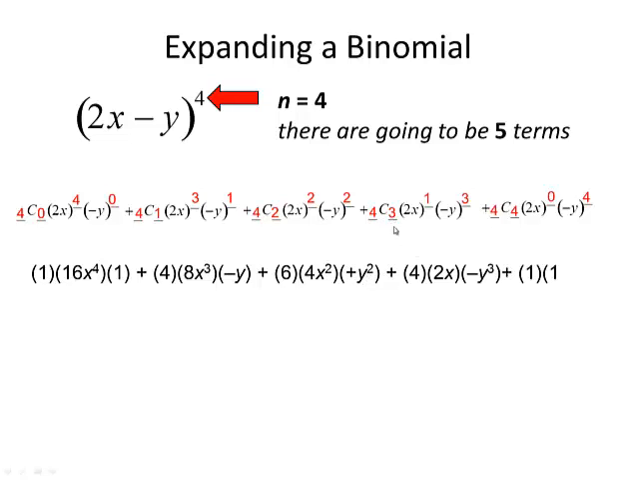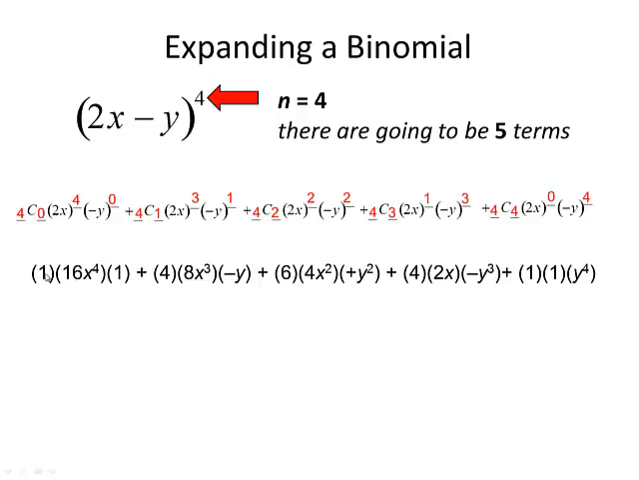And 4c3 is 4. 2x to the 1. Negative y cubed is negative y cubed, and 4c4 is 1, 2x to the 0 power is 1, and negative y to the 4th is positive y to the 4th.